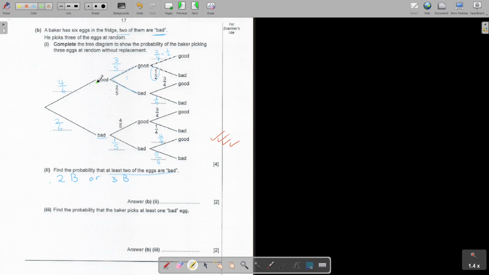This is good, good, good. There's just one, at least 2. So this is good, bad, good. No, can I draw that? There is one, because there's 2 out of the 3. Okay, let me just get my pen. No, I want my highlighter. Okay, so good, bad, bad. Do you see that? 2 bad.